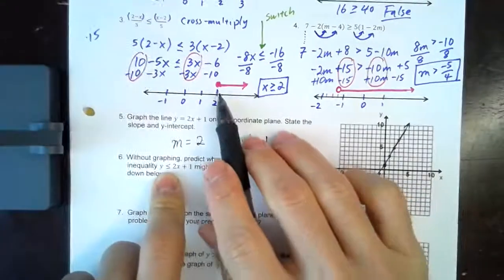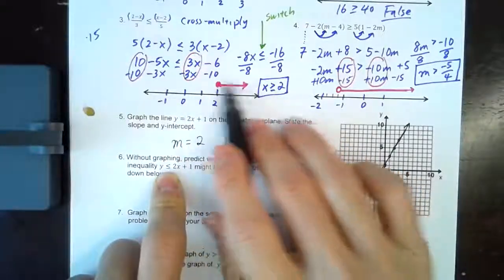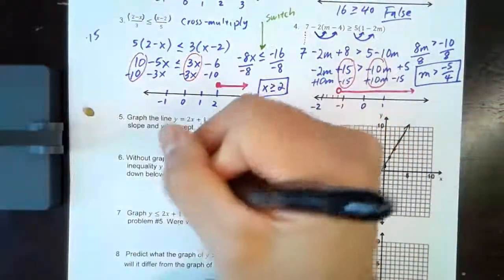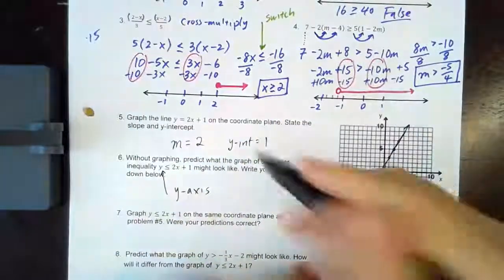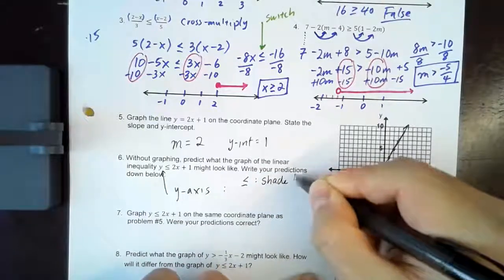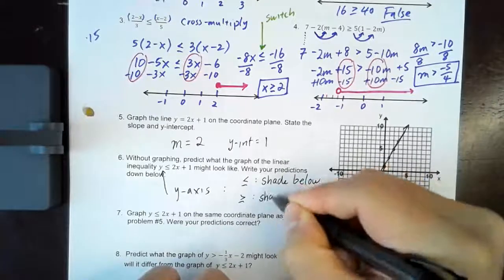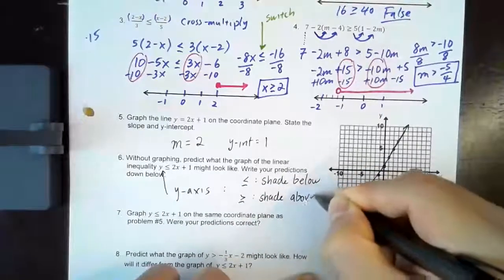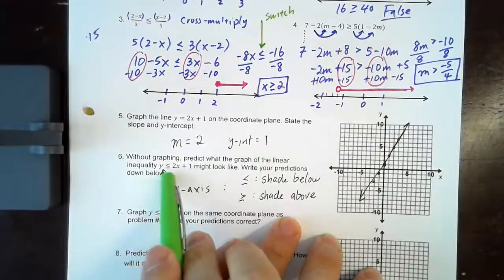What does less than mean? Well, we practiced that less than means shade to the left and greater than means shade to the right. In this case, because we're dealing with the y-axis, less than really just means shade below, and greater than or equal to means shade above, right? Instead of going left and right this time, we are now going to shade above or below.